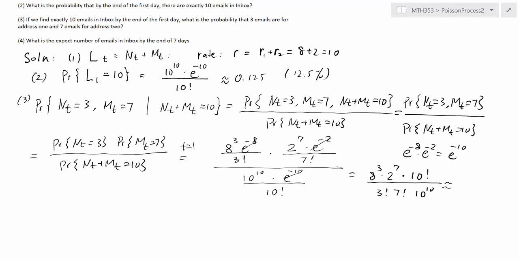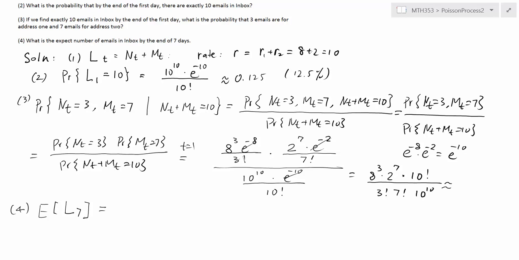And now let's look at the last problem over here. So what is the expected number of emails in inbox by the end of 7 days? So now what we are looking at, what is the expected value of the number of emails from both accounts and by the end of 7 days. So we put 7 over here, and that's what we have.